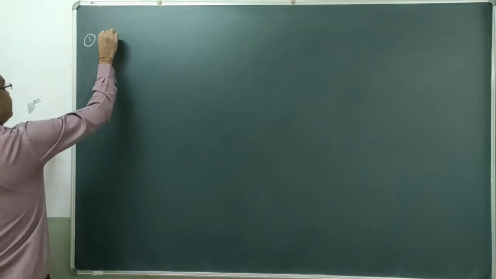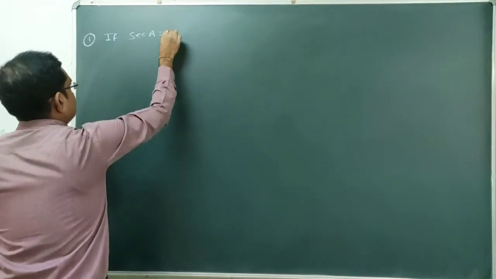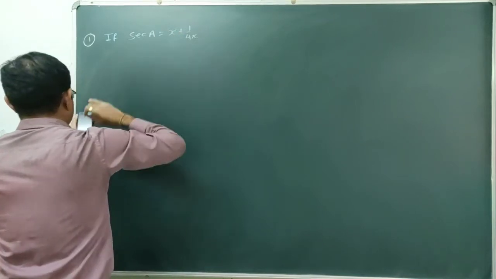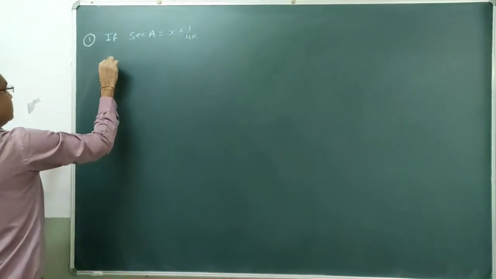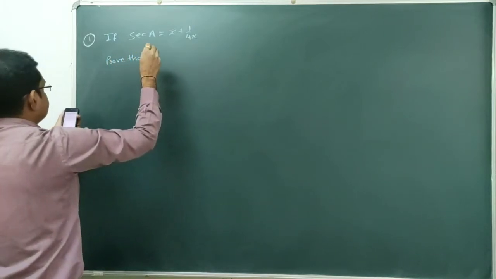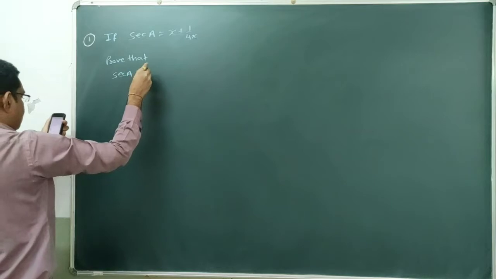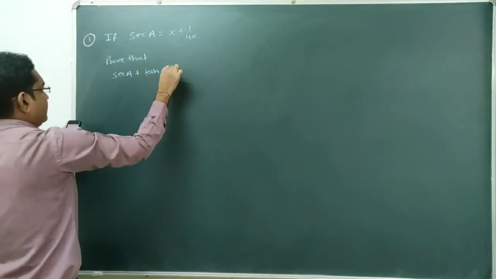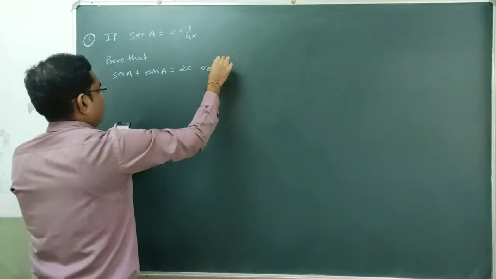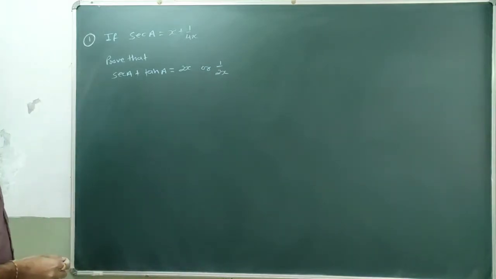If sec A is x plus 1 by 4x, then prove that sec A plus tan A equals 2x or 1 upon 2x. This we have to prove. This is your question number 1.